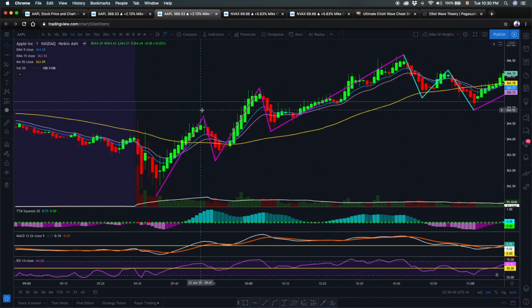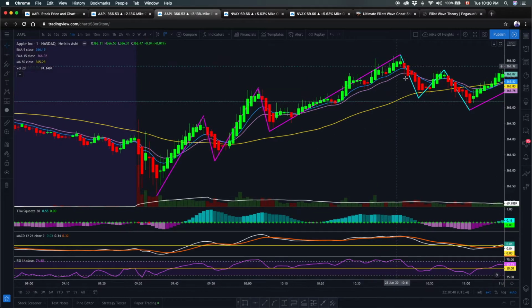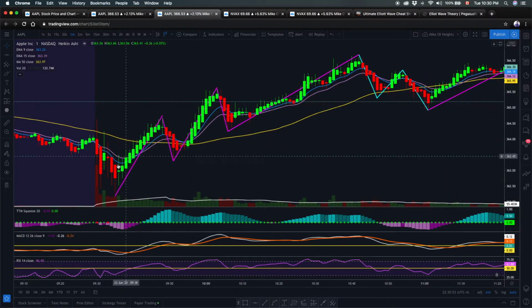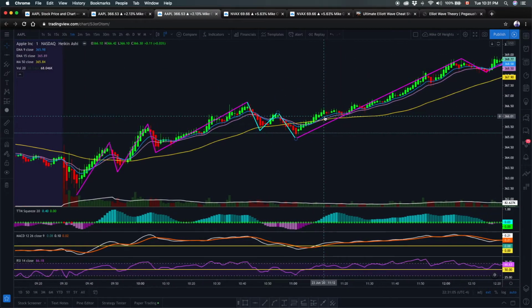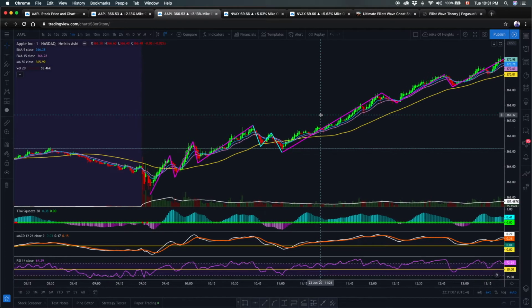So you have 1, 2, 3, 4, 5. A, B, C. And this is the major correction to the major move. These are just small corrections within your 1 to 5. So you're making money within 1, 3, and 5. Okay? Now, if we go through the rest of the day, this thing just keeps repeating itself.